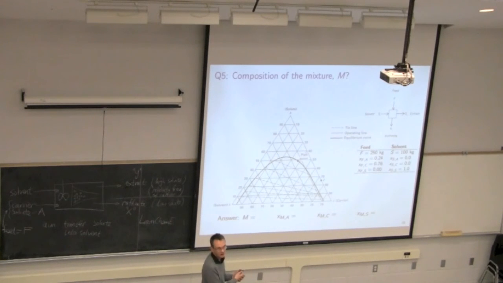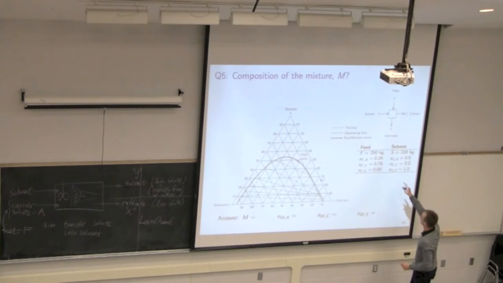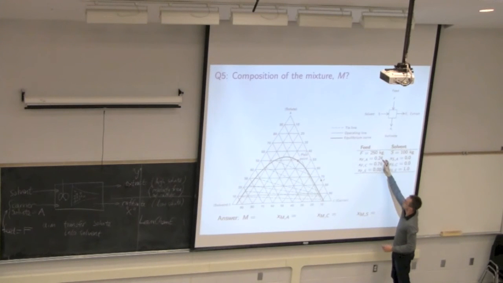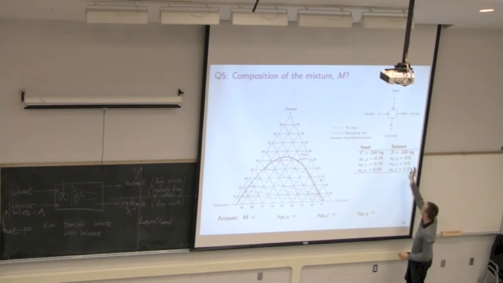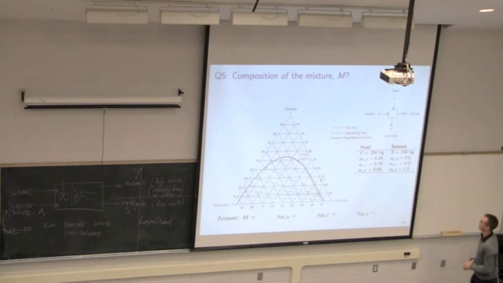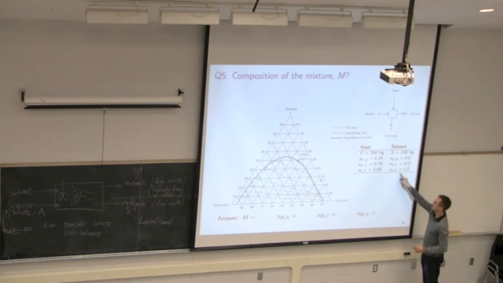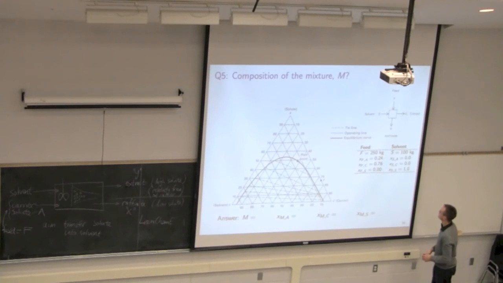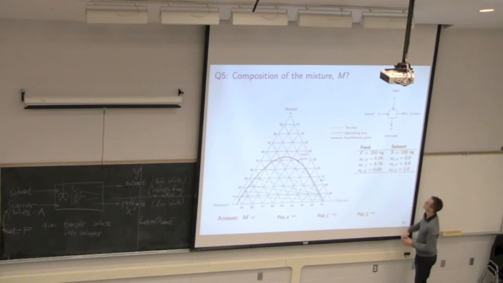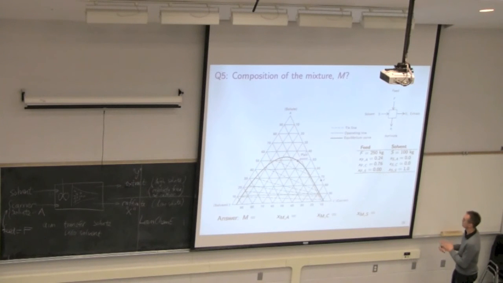So 250 kilograms per hour of feed. Always when we do these calculations, we have some basis of time usually. So 250 kilograms per hour of feed coming in, with this composition: 24% A, 76% carrier, no solvent. My solvent, on the other hand, is coming in at a lower flow rate, 100 kilograms per hour, and it's pure solvent. So X subscript S,S here refers to the solvent's composition, which is 1.